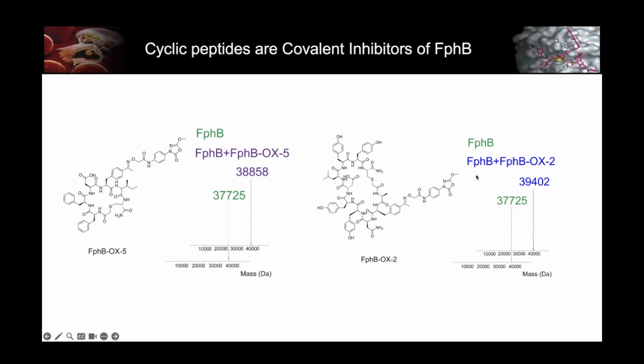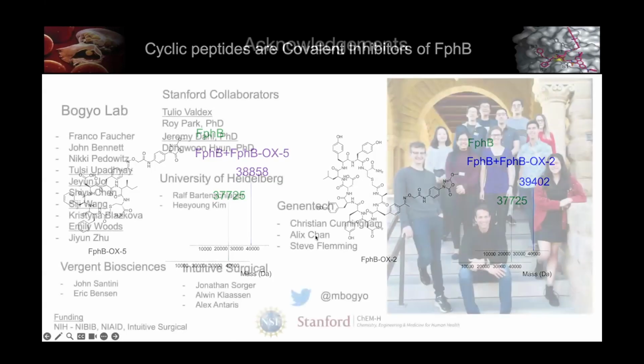So we now have cyclic peptides that bind. We're in the process of trying to map their specificity and their binding sites. But that's essentially how we're doing it. And it's, I think, a number of different platforms for getting at the same problem here. Anyway, that's really all I had.